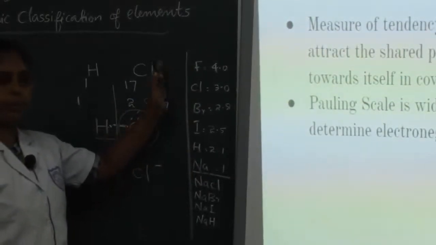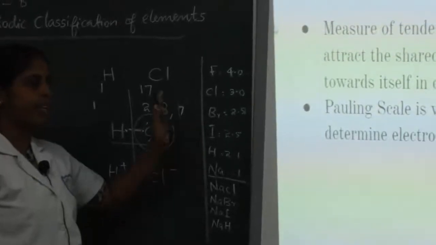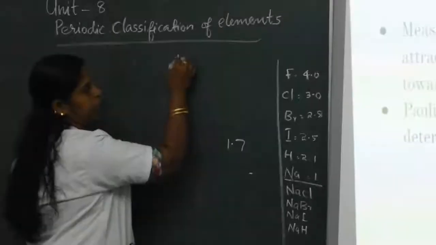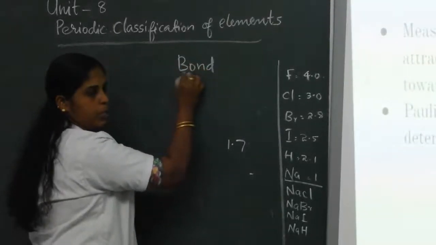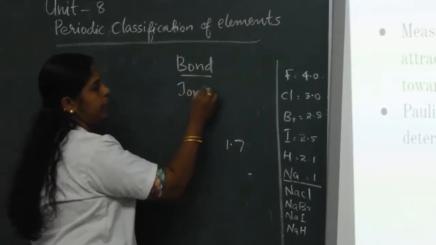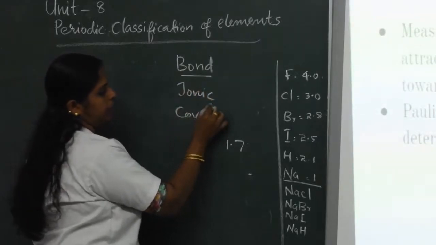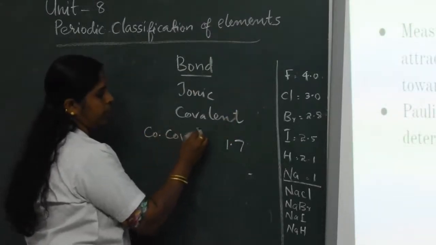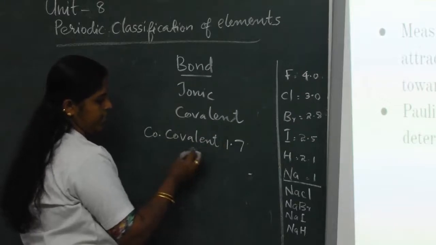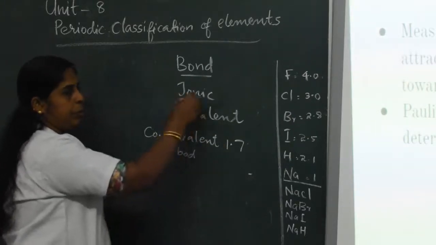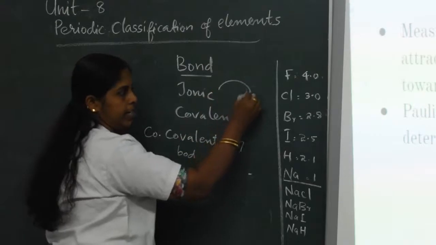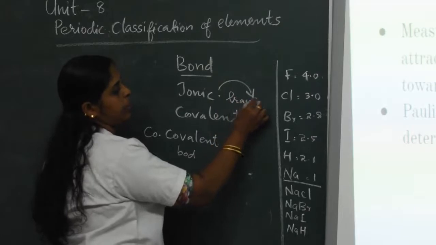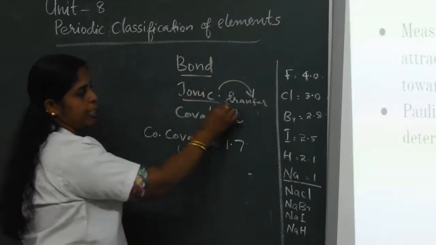Using electronegativity only, we can decide the nature of a bond, ionic bond or covalent bond. There are commonly three types of bonds we study: ionic bond, covalent bond, coordinate covalent bond. In 9th standard we studied this. Ionic bond means transfer of electrons from one atom to another atom.